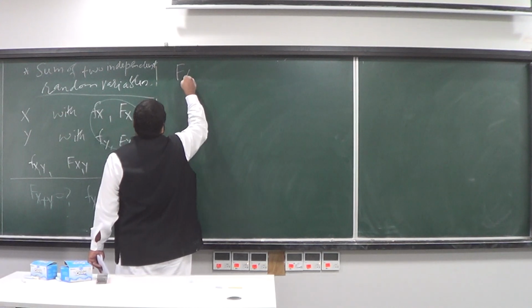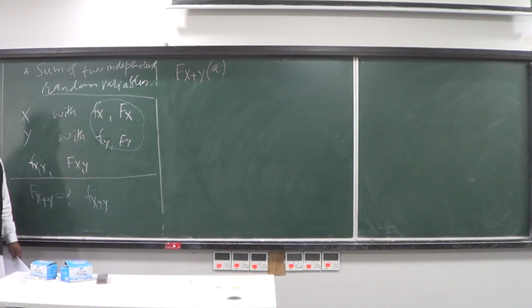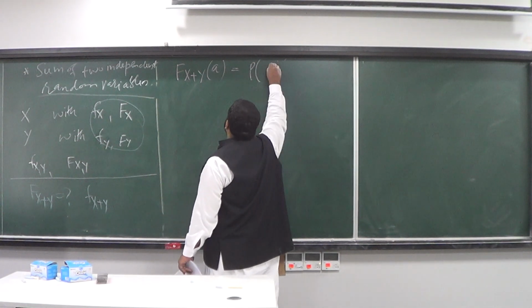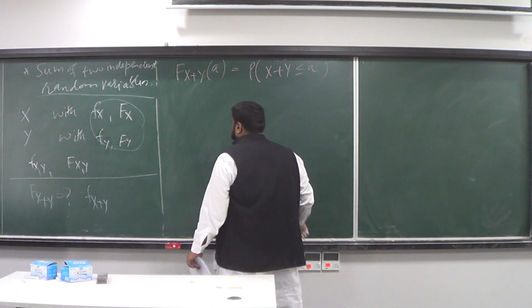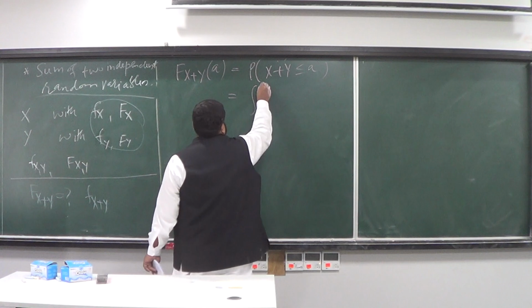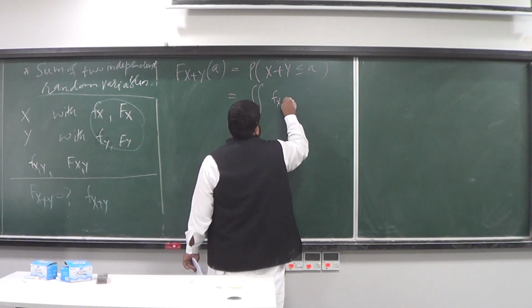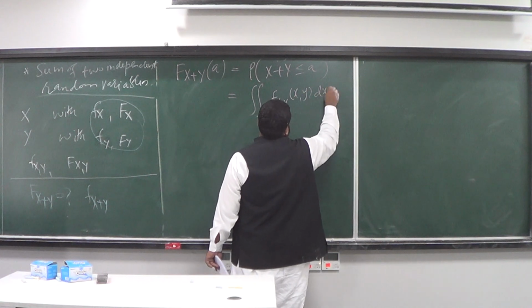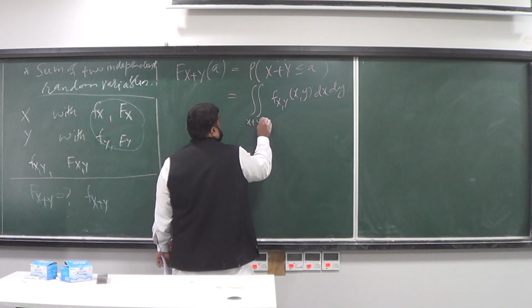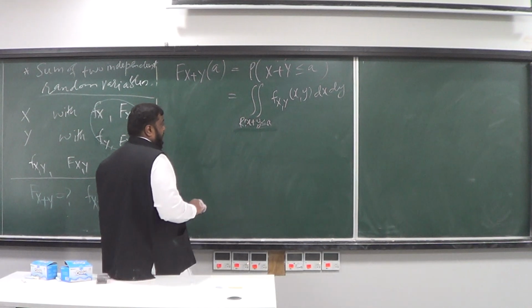Now, let's start with F_{X+Y} evaluated at a. So try to consider the CDF of the random variable X plus Y. X plus Y means what? What is the probability that X plus Y is less than or equal to a? In order to compute this probability, you need to compute the integral of the joint PDF f_XY with respect to dx and dy over this region R that is spanned by X plus Y less than or equal to a.